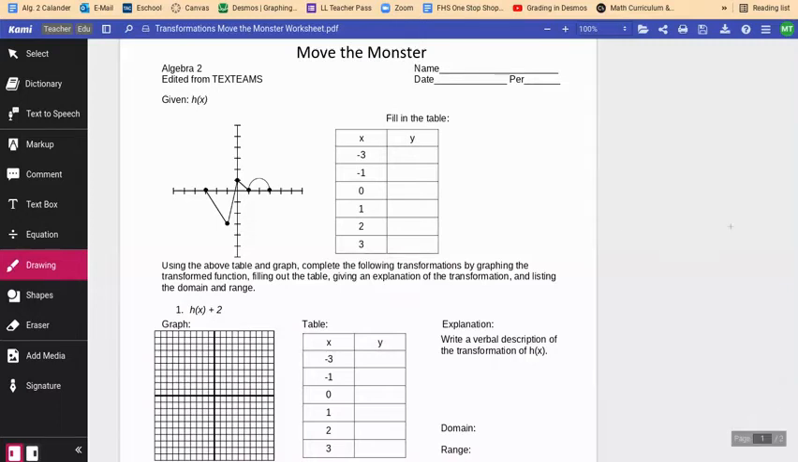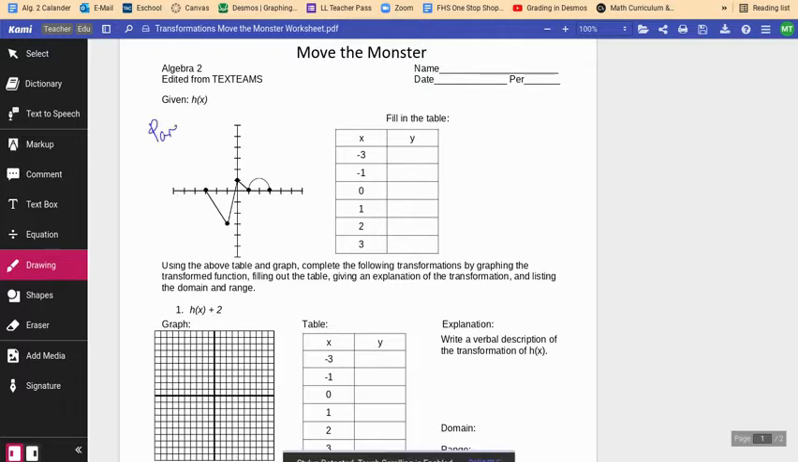Right, so today we are going to do this activity called Move the Monster. It just again talks about transformations, but this time we have a function. So this funky looking graph right here is our entire function, and we're going to move this entire thing. This is our monster that we're going to move. Okay, and so this is going to be known as the parent function.